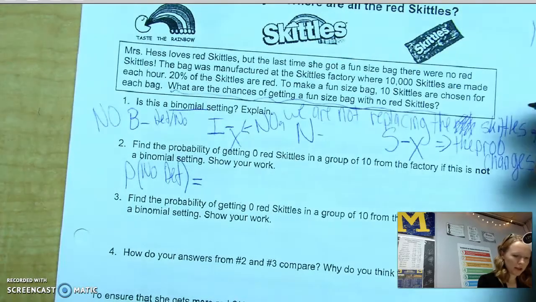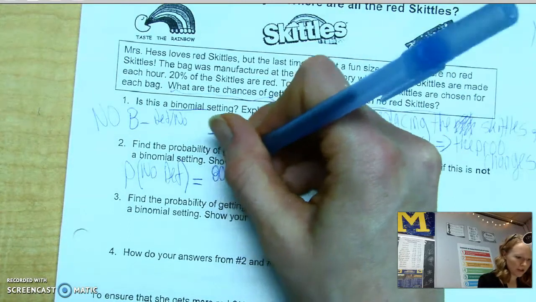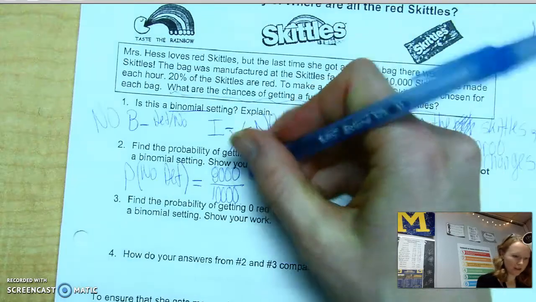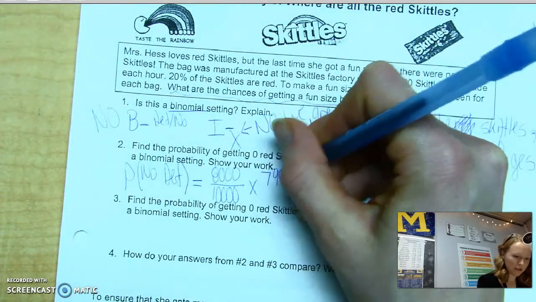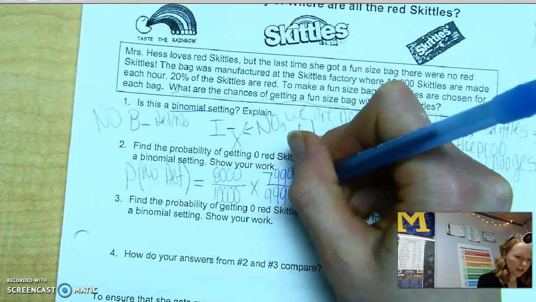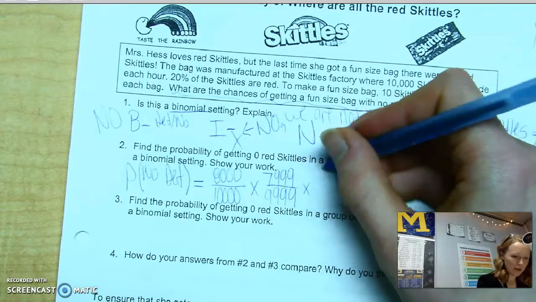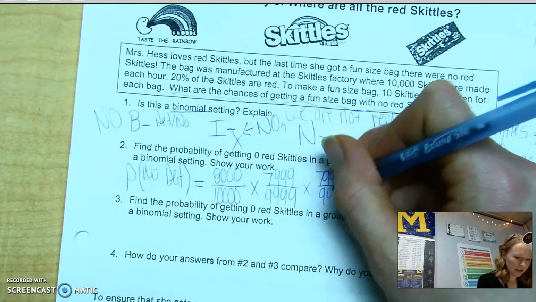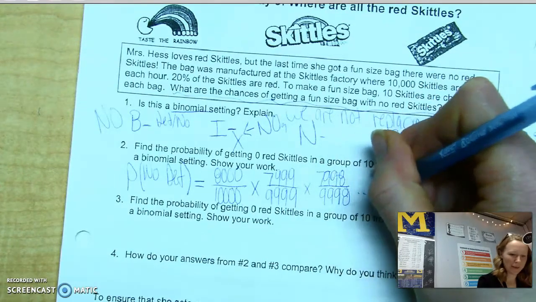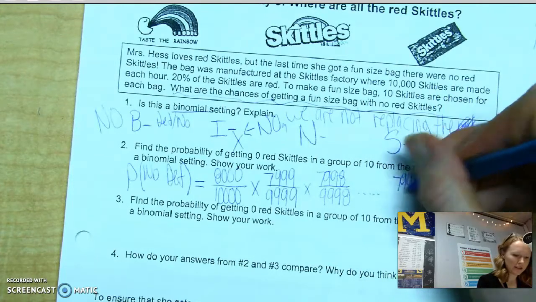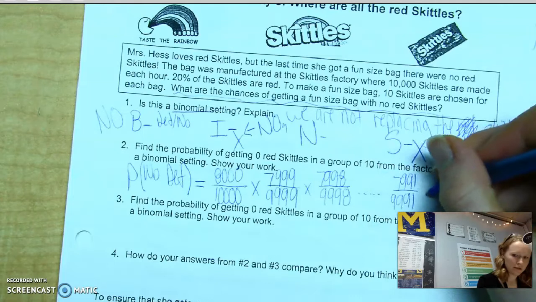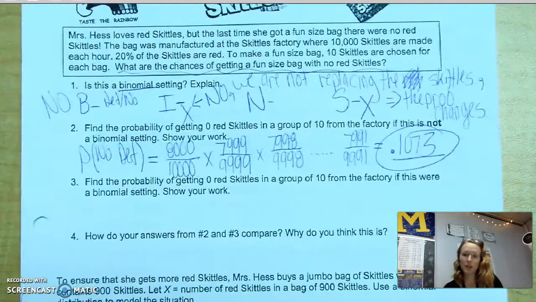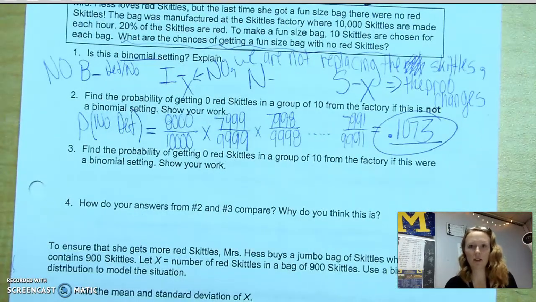So if 20% of the Skittles are red, that would mean 8,000 of the Skittles are not red, out of the 10,000. So I have 8,000 choices out of the 10,000, right? And if I draw one non-red Skittle, that leaves me with 7,999 left out of 9,999. And then we have 7,998 out of 9,998, and so on, all the way down to the 10th Skittle. So really, this is the chance of getting no red Skittles in that situation out of the 10,000 Skittles that were made in that factory that hour, right?